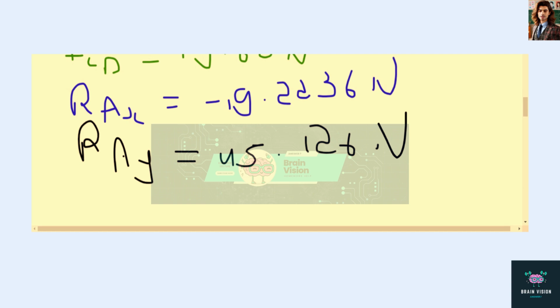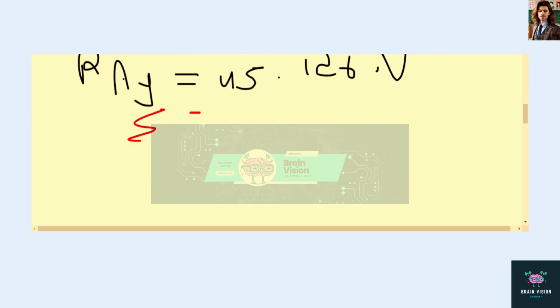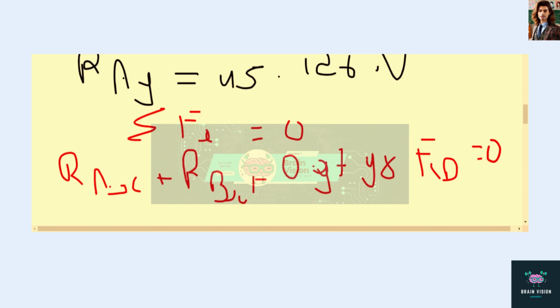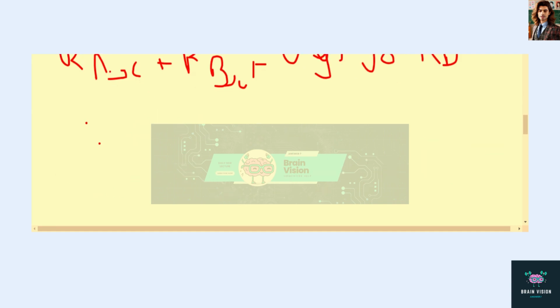As we know, sigma Fx is equal to 0. So let's take the summation of all the forces in the x direction, which is equivalent to 0, which gives the answer as RAX plus RBX plus 0.9798 FCD is equal to 0, which leads to RBX is equal to 0 Newton.